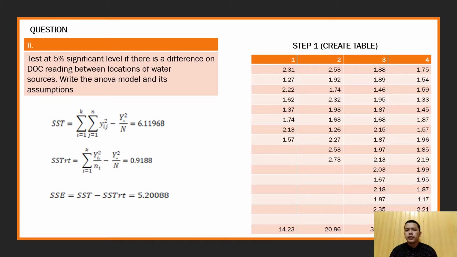For the next question, B2 Roman, the question is to test at a 5% significance level if there is a difference in the DOC reading between the locations of water sources. Write the ANOVA model and its assumption. For the first step, we can create the table of DOC reading between the locations of water sources. From the table, we can get the sum square total, sum square treatment, and the last one, sum square of error, by sum square total minus the sum square treatment.